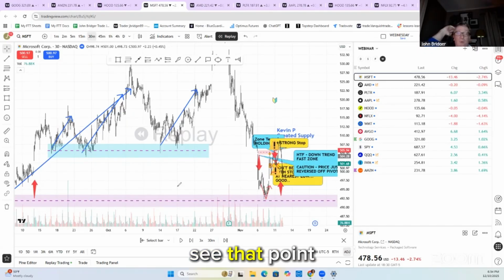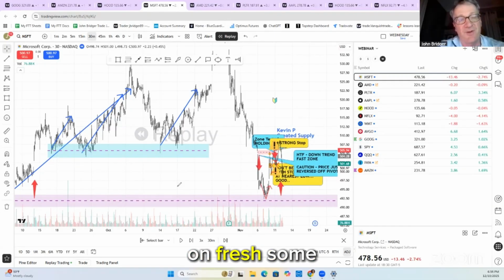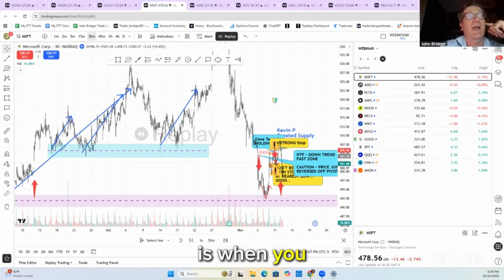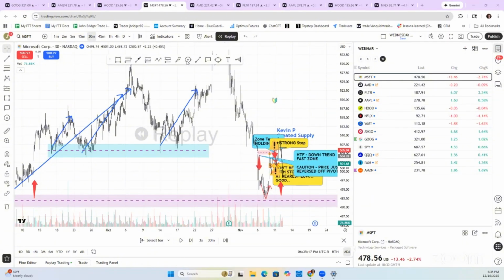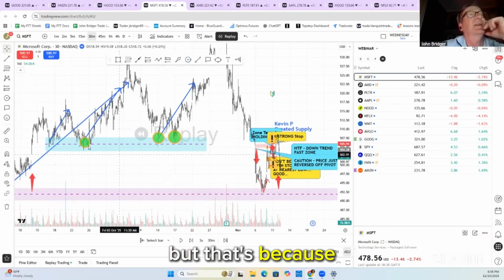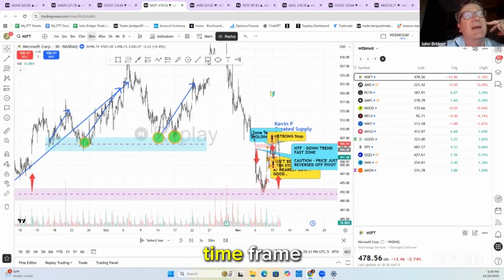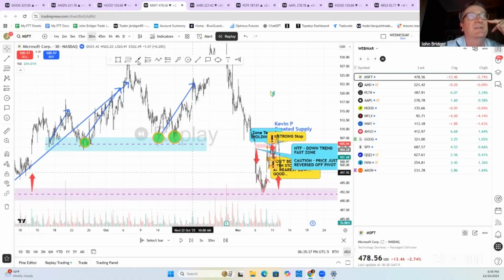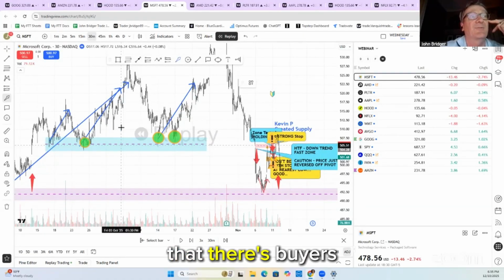So you see that point? I think it is a good best practice to first try to focus on fresh zones. The only exception to that rule, in my opinion, is when you have a documented pivot area where you know you've seen these runs start consistently, right? And you see that here, right? I mean, you can see it happen here and here. Actually, it's 3 times, but that's because the runs on the higher time frame, meaning 30-minute, 4-hour, are starting here. So to me, that gives me confidence that there's buyers.